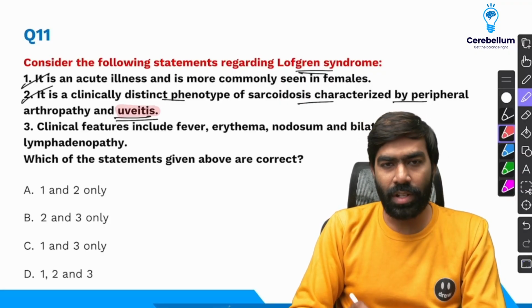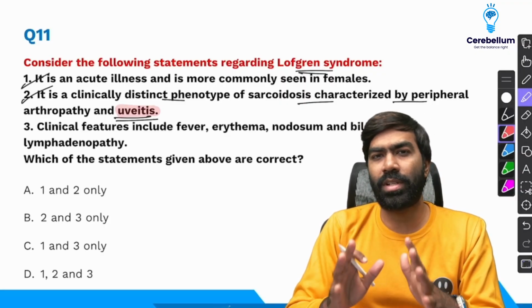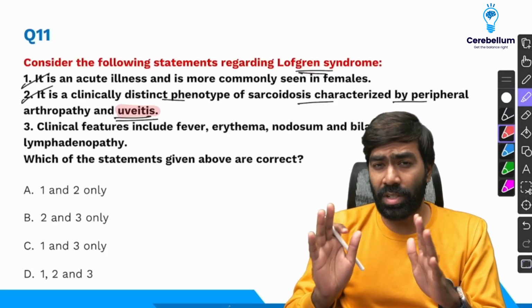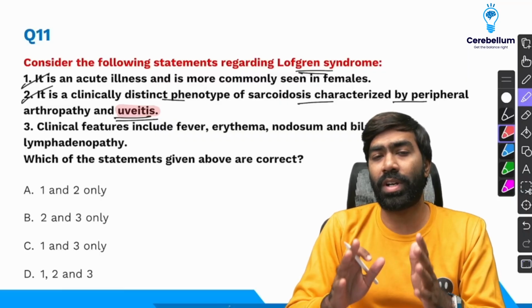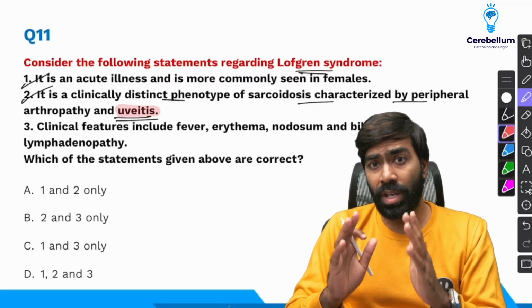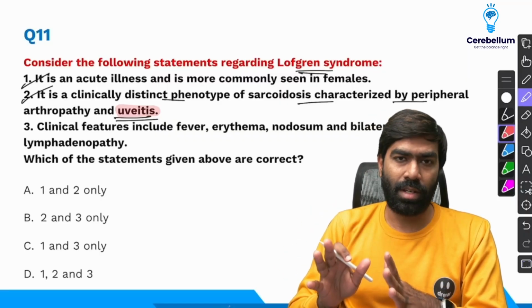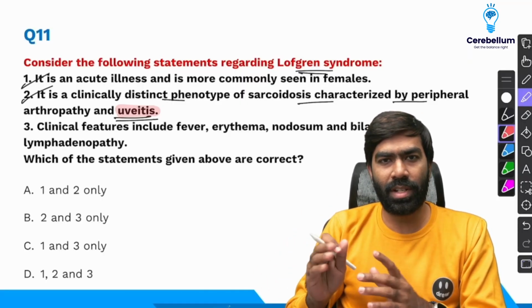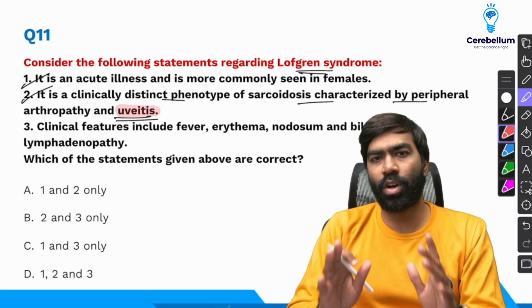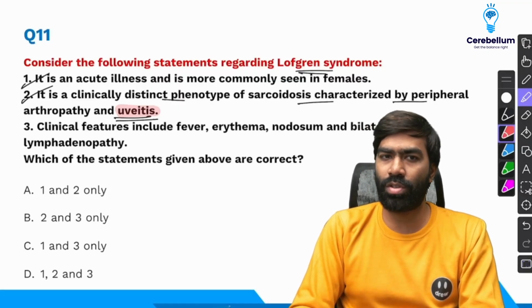But it's a controversial thing because the examiner has taken this question from Davidson straight away. Because in Davidson, under Lofgren syndrome, they have given uveitis, but in fact, uveitis is a feature of another syndrome called Heerfordt syndrome or Heerfordt-Waldenstrom disease. So uveitis is actually not a feature of Lofgren syndrome. But because it's given in Davidson, the examiner has taken the question from Davidson. According to the examiner, I can say that option 2 is also correct.